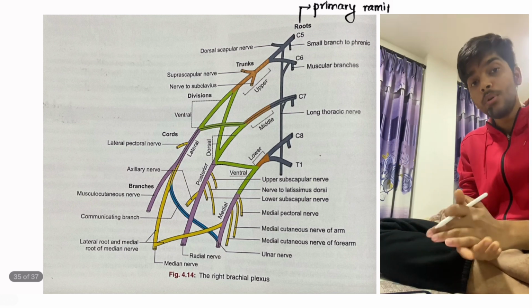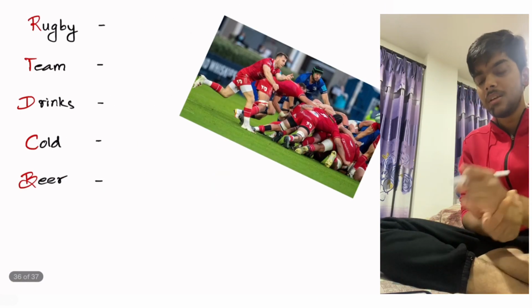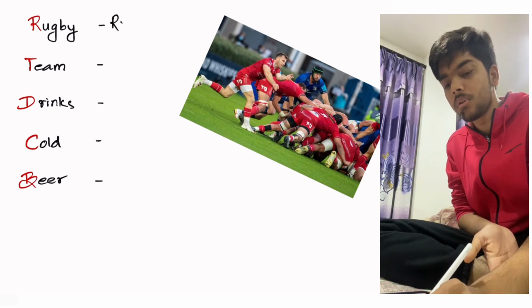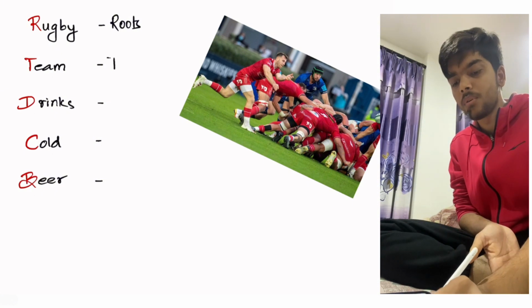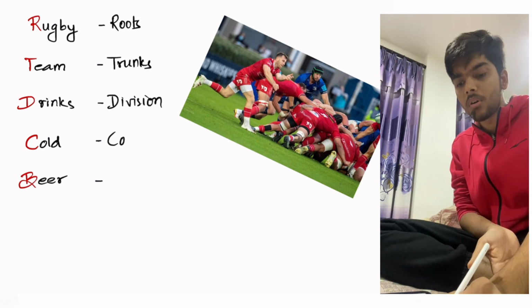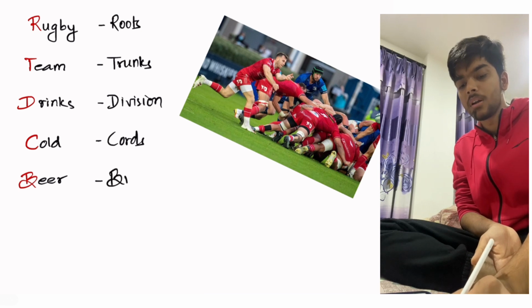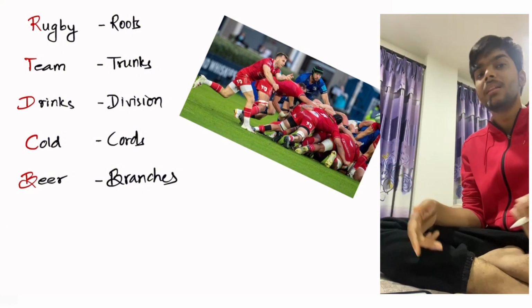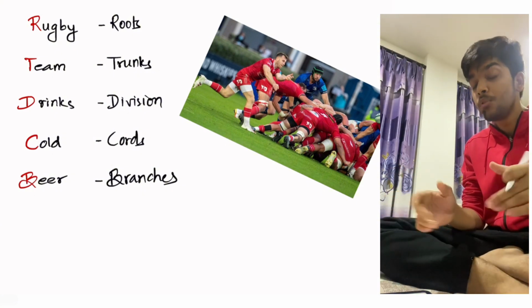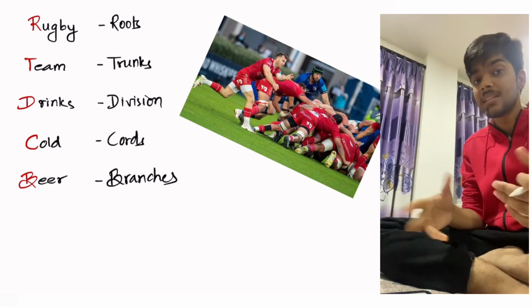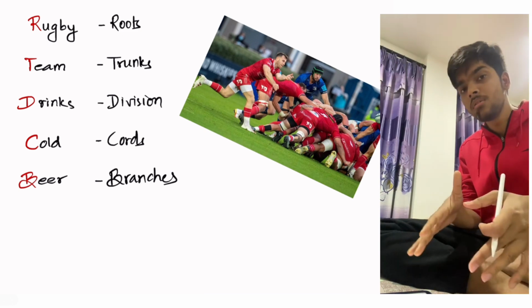The mnemonic for you to remember all these parts is rugby team drinks cold beer, where R stands for roots, T stands for trunks, D stands for divisions, C stands for cords, and B stands for branches. One last time, you have roots, which is the same as primary ramus, that fuse to form trunks, that split to form divisions, that fuse to form cords, that give off various branches. Branches can arise either from cords or trunks or roots.